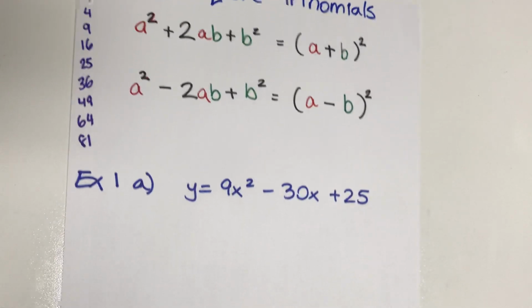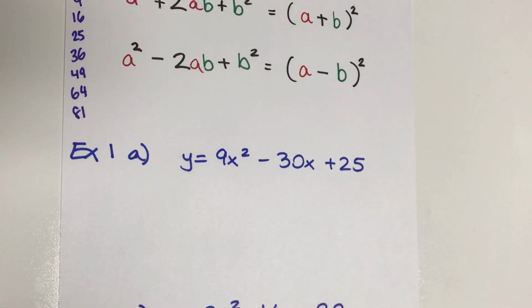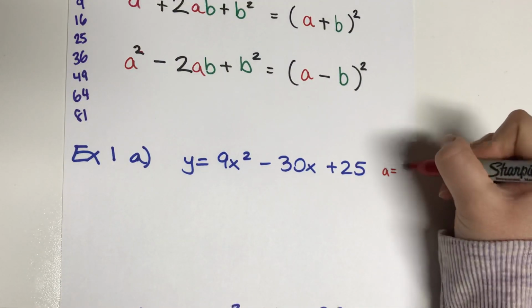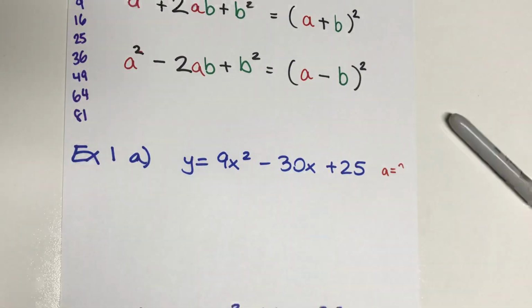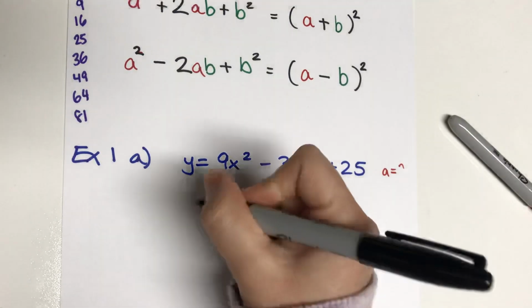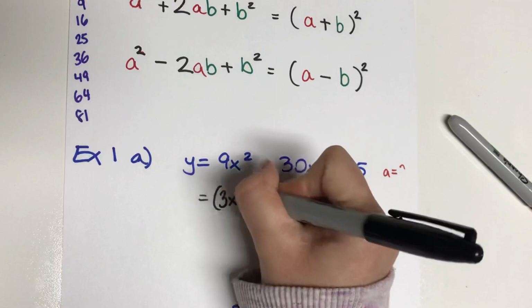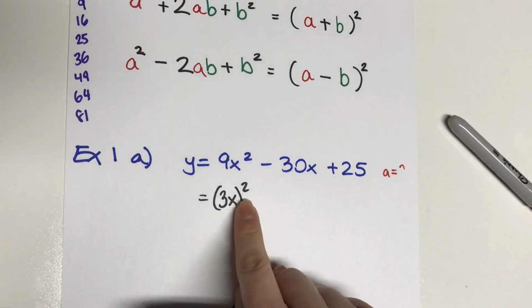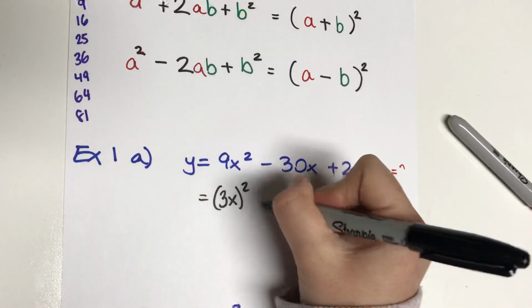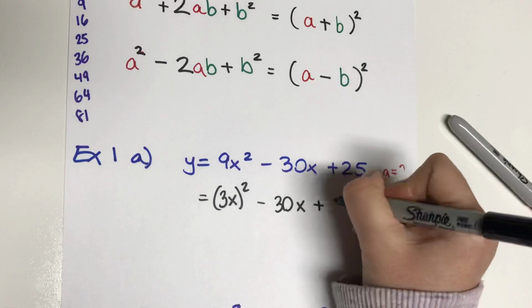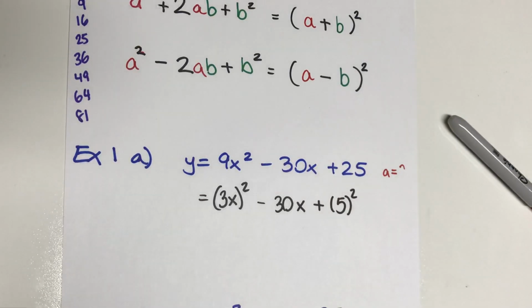So keeping that in mind, let's take a look at the first example. I have y equals 9x squared minus 30x plus 25. So in this case, I'm going to write this as a power. So 9x squared, I can write as (3x) squared, because I know that 3 squared is 9 and x squared is x squared. Minus 30x plus, and then 25 I'm going to write as a power, which makes it 5 squared.